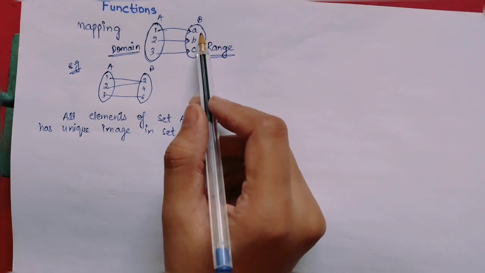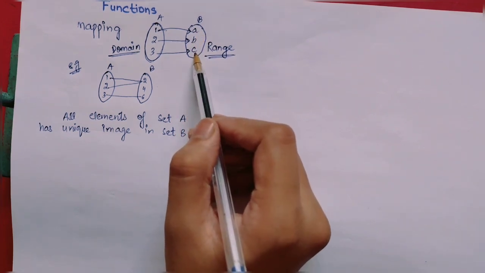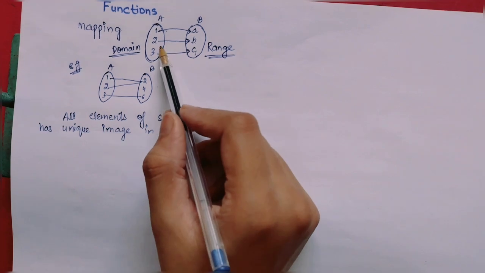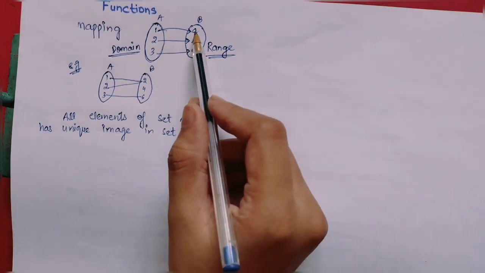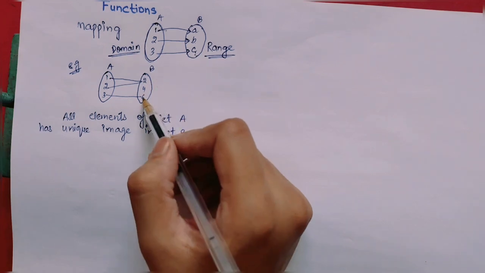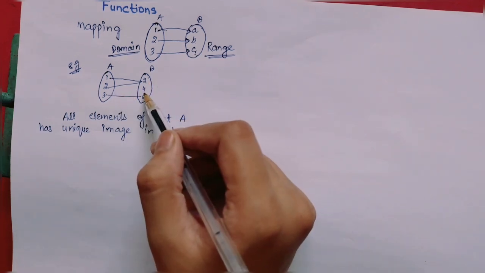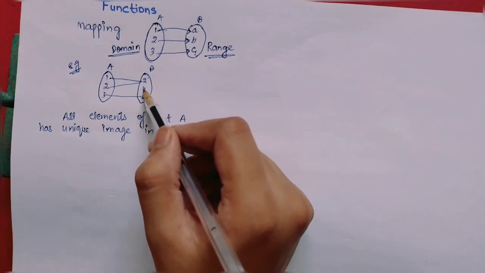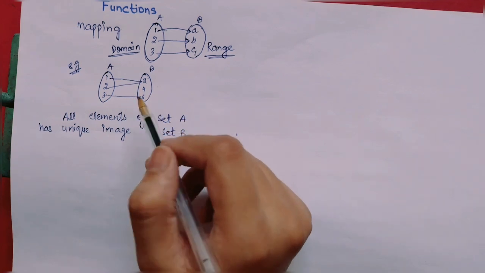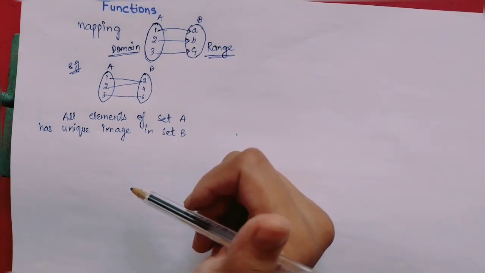For example, in set B, A, B, C, all these elements are mapped. You can say they have a pre-image in set A, so the range is A, B, C. In this other case the range is 2 and 6, because only 2 and 6 have a mapping but 4 doesn't, so it isn't included in the range of the function. So set A elements are called the domain and set B elements are called the range.